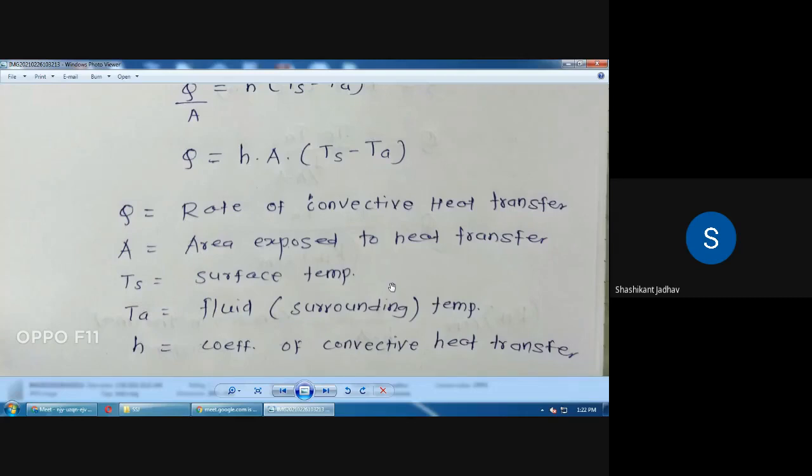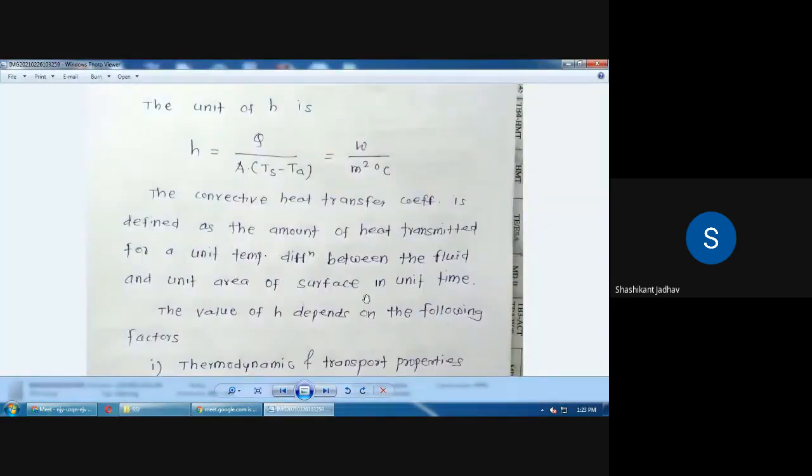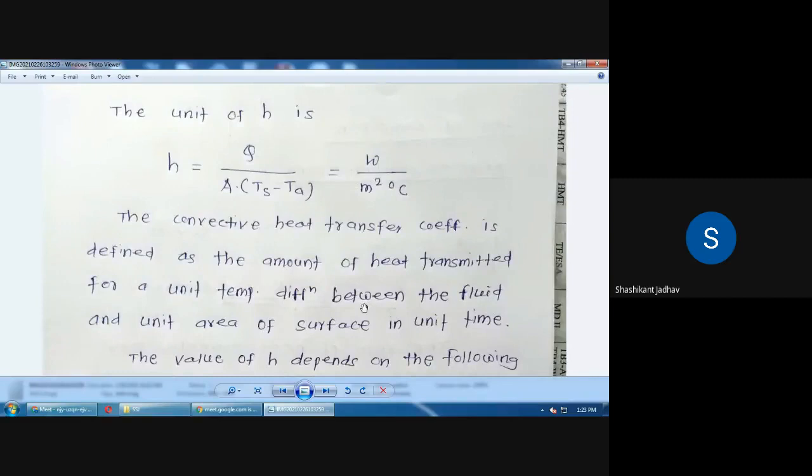Okay, so write down the unit of H. What is the unit of H? H is equal to Q by... rearrange the term. H is equal to Q divided by A into (Ts minus Ta). So what is the unit of rate of heat transfer? That is watt. What is the unit of area? That is meter square. And what is the unit of temperature difference? That is in Kelvin or degree Celsius.